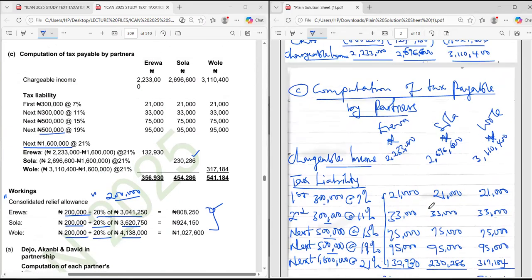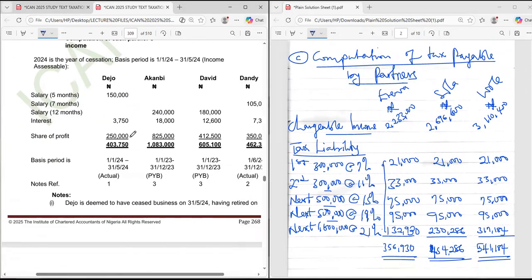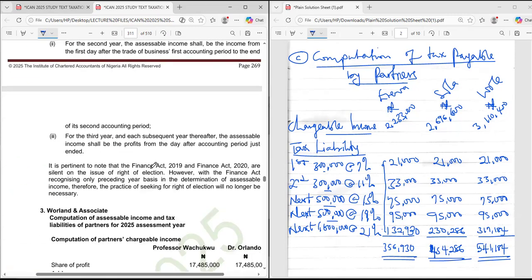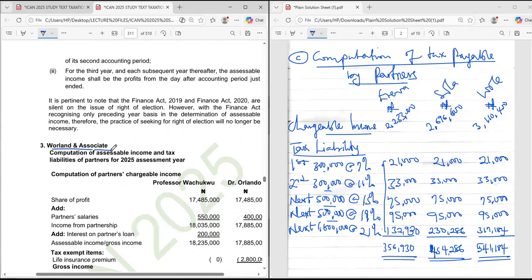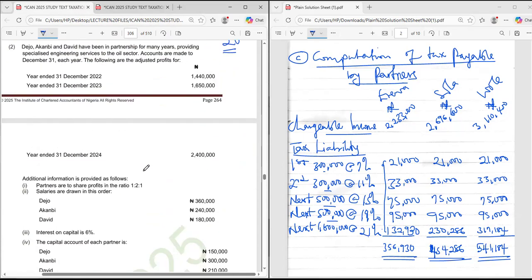I'll leave the rest for you to go and try your hands on. This one has a basis period; you are going to use the basis period rules that we have done before, commencement and cessation. But the other ones, you should be able to try on your own. Woland and Associates, same thing. This one has a life insurance premium that's tax exempt, then CRA. So try this Woland. Let's see the question, Question 3.